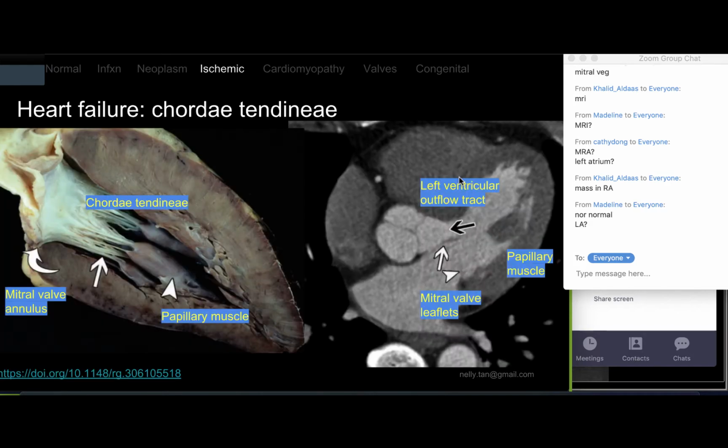Okay, now we're going to talk about valves. So we talked a little bit about coronary arteries. We'll talk some more about it. We did a little bit of myocardium. And let's talk about a little bit of the valves.